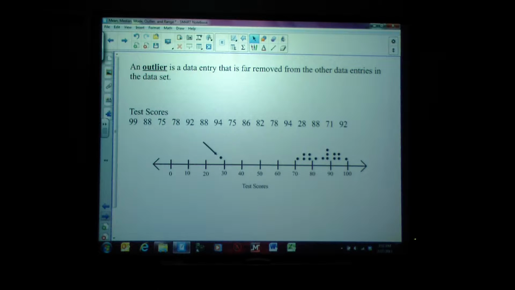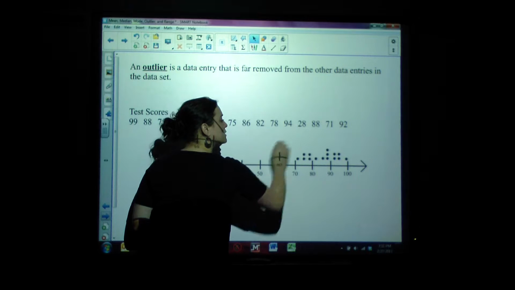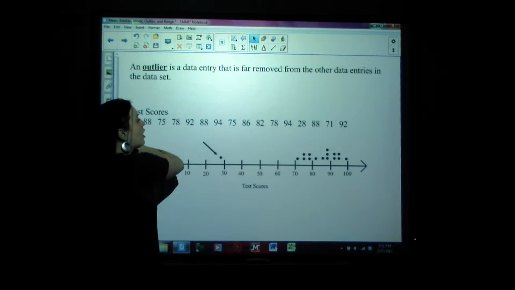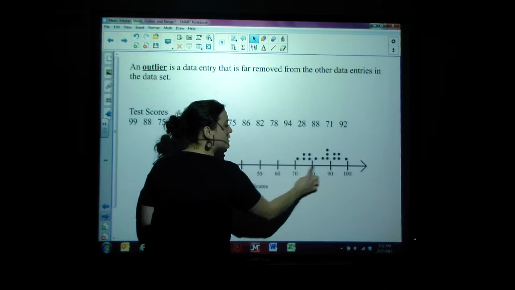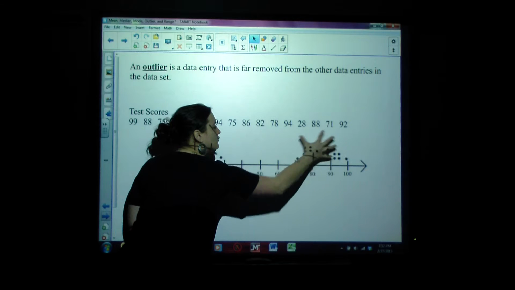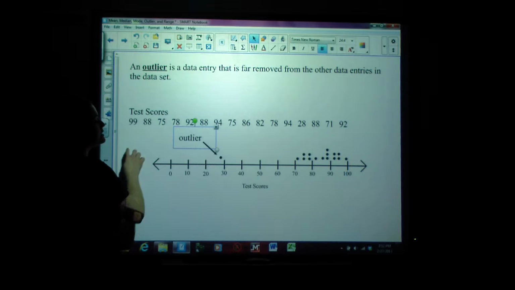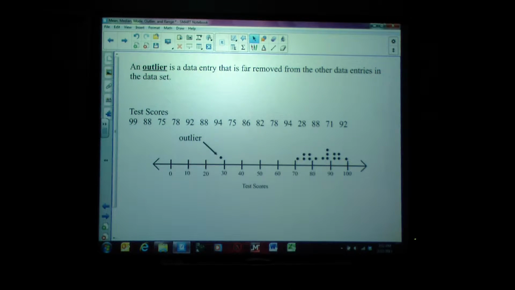Now, an outlier is something that I like to talk about when talking about mean, median, and mode, because an outlier is a data entry that is far removed from the other data entries of the set. For example, if I gave you this list of test scores, if you notice one test was a 28, I have a dot plot here. All of these test scores landed between the 70 and 100 range, except the 28. The 28 is really far removed from this other data. It's what we call an outlier. Okay, so an outlier is a data entry that's really, really far removed from the other data entries.